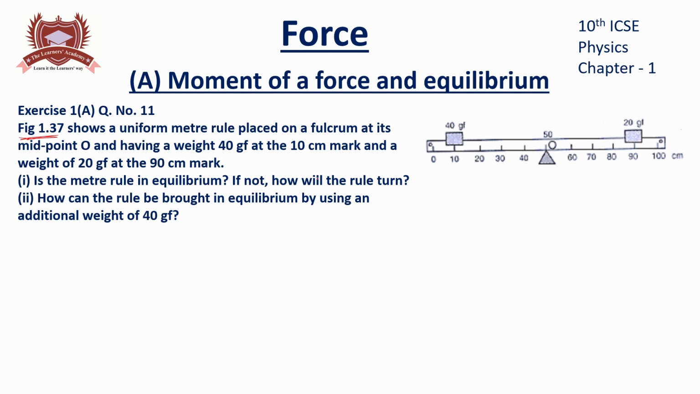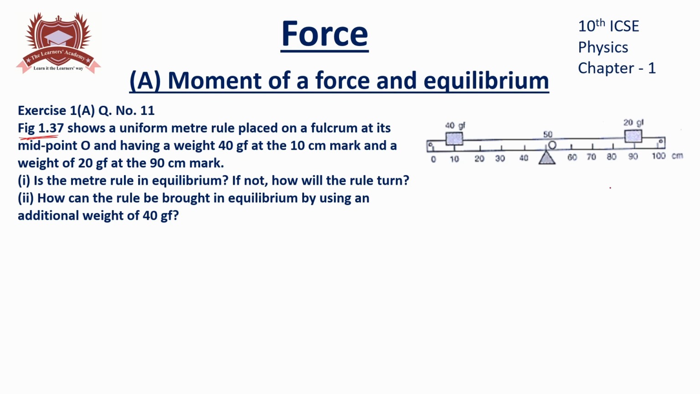It shows a uniform meter rule placed on a fulcrum at its midpoint. So here we have a uniform meter rule, 100 centimeter long rule. It is balanced at the fulcrum. And how is it balanced? It has a weight of 40 gram forces at the mark of 10 centimeters and 20 gram force at the mark of 90 centimeters.